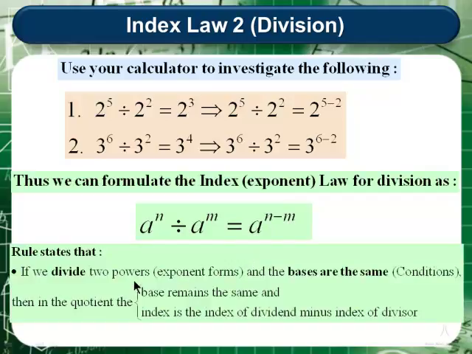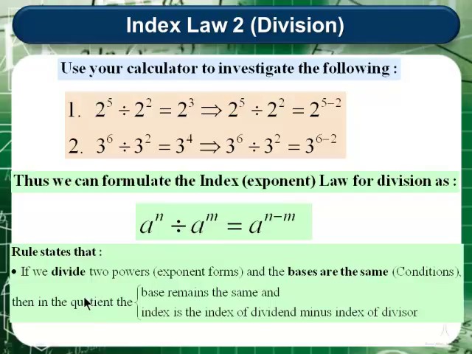So what do we actually see here? Again, make sure that you understand the two conditions. Firstly, this law is only applicable if we divide two powers or two numbers in exponential form, and they must have the same base. Can you see? You have a to the power n divided by a to the power m. So the first condition, it's division, and the bases are the same.